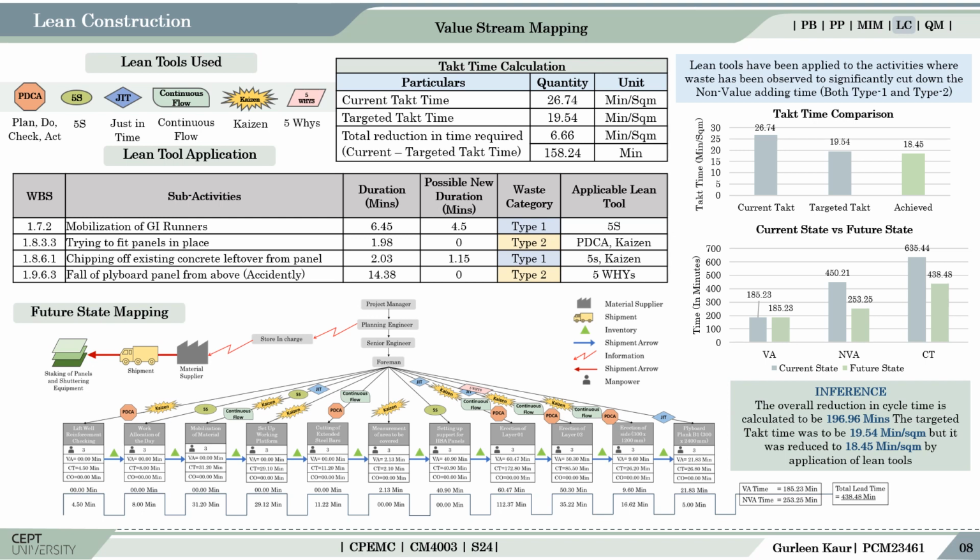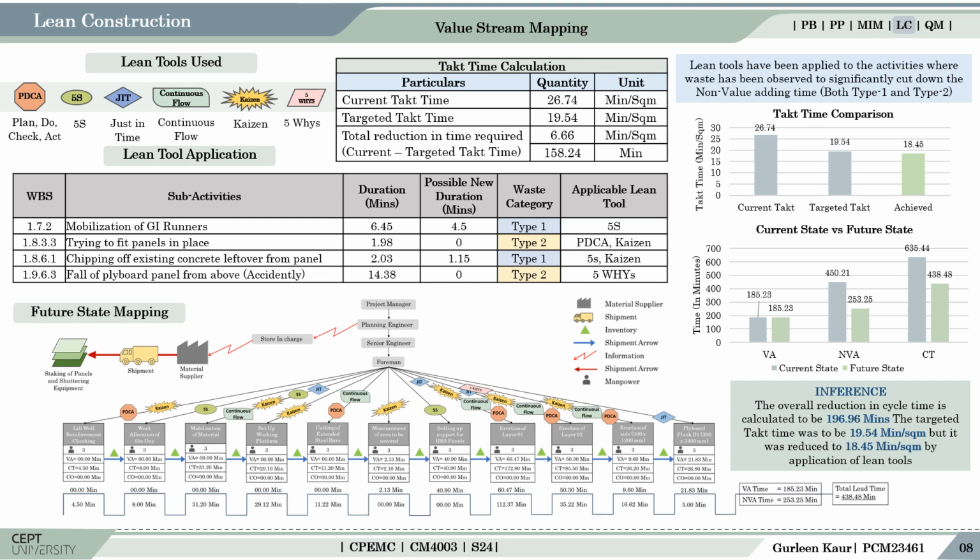Coming to the takt time calculations, it is the measure of the productivity. Current takt time has been calculated from the observation, that is the ratio of the time taken to the area observed. The targeted takt time is the ratio of the total time available for completing the activity to the total area that has to be covered. And the difference of both gives the total reduction in the time required.